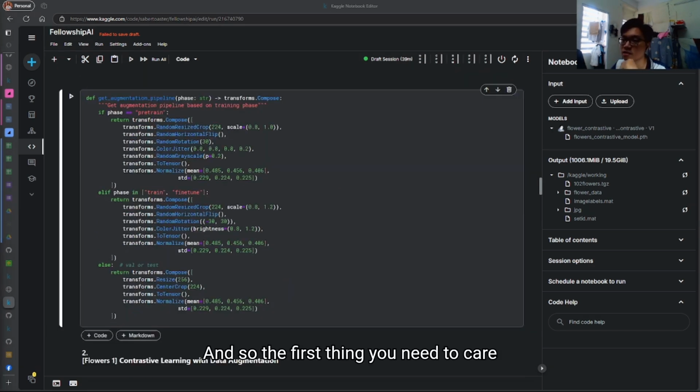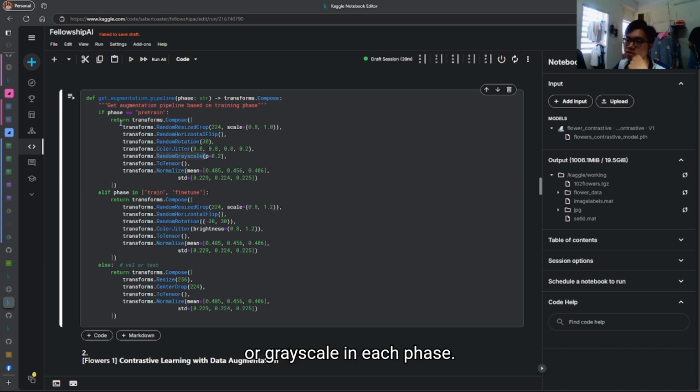And so the first thing you need to care about is the augmentation pipeline right here. So this function creates a different augmentation strategy for each phase: the pre-training phase, the fine-tuning phase, and the testing phase. Overall, there are some common elements like resized crop, horizontal flip, random rotation, color jittering, or grayscale in each phase.